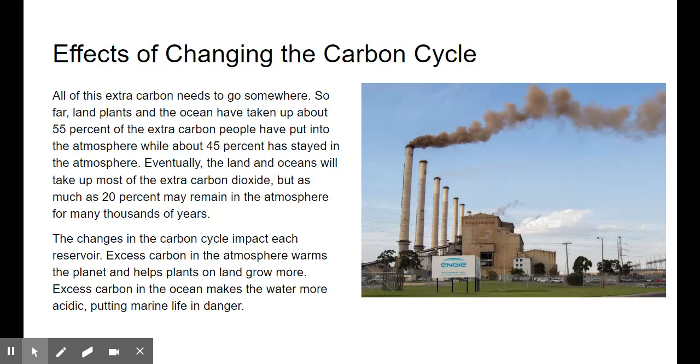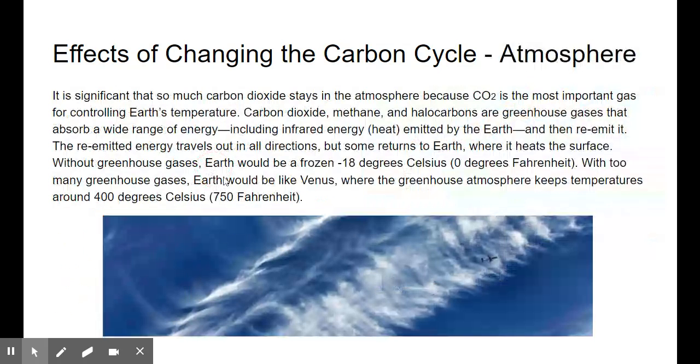The changes in the carbon cycle impact each reservoir. Excess carbon in the atmosphere warms the planet and helps plants on land grow more. Excess carbon in the ocean makes the water more acidic, putting marine life in danger. So here's the effects of the carbon cycle.